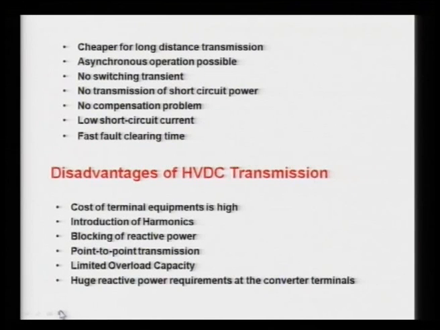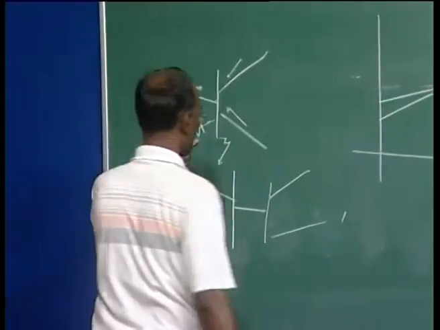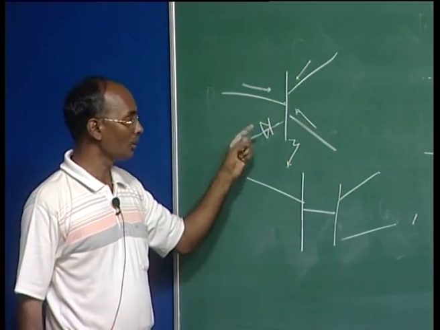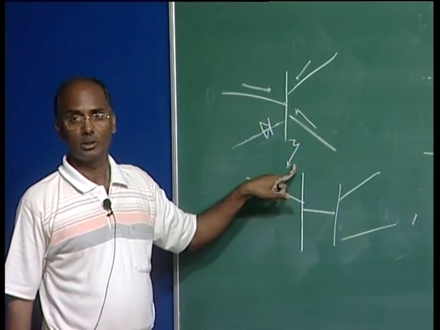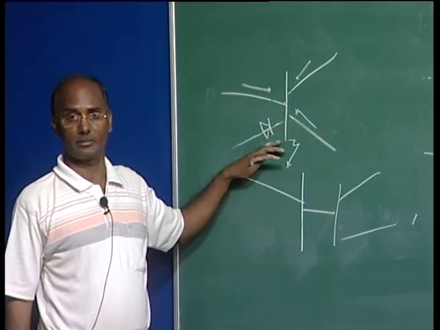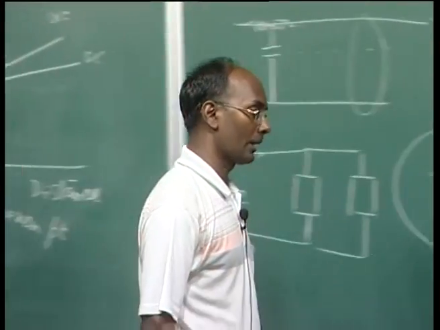Another advantage is the low short circuit current. This is related to the blocking, as I explained. It is blocking the short circuit current flowing from this line, and even though you are connecting, it is not contributing to this fault current. So the fault current level here is also going to be reduced by this HVDC system. This basically reduces the fault level of that bus.